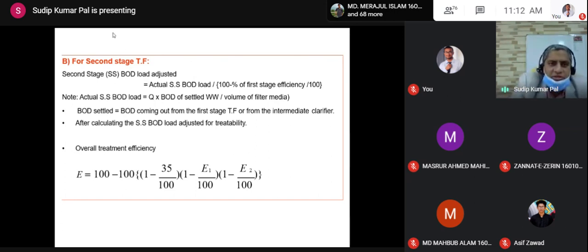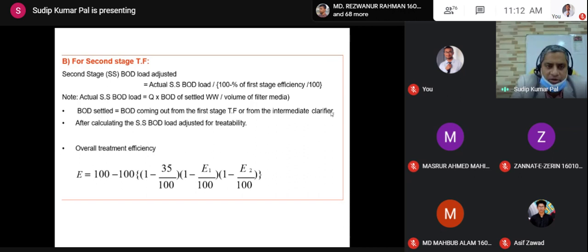Okay, so this is second stage BOD load is equal to actual SS suspended cell BOD load divided by 100 minus percentage of first stage efficiency. Percentage of first stage means 80%, then divided by 100. This means this ratio. Actual SS BOD load Q, so design flow rate into BOD of settled wastewater, divided by volume of filter media. BOD settled equals BOD coming out from the first stage trickling filter or from the intermediate clarifier.